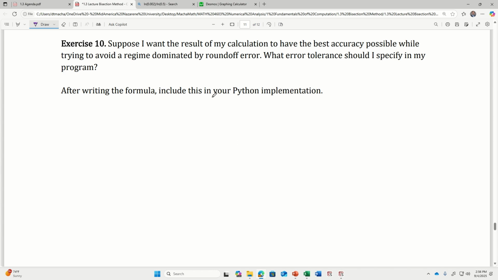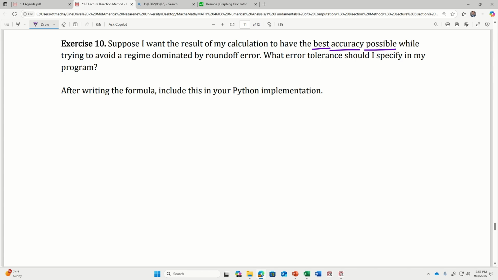And so one way I can set error tolerance in my code is I can set it according to how many significant figures of accuracy I need. I can calculate how many significant figures I want, and I'll just make my code go to that point. Another situation is what if I want the result of my calculation to have the best accuracy possible while still trying to avoid that round-off error regime, still trying to avoid the point where it gets worse because of round-off error.